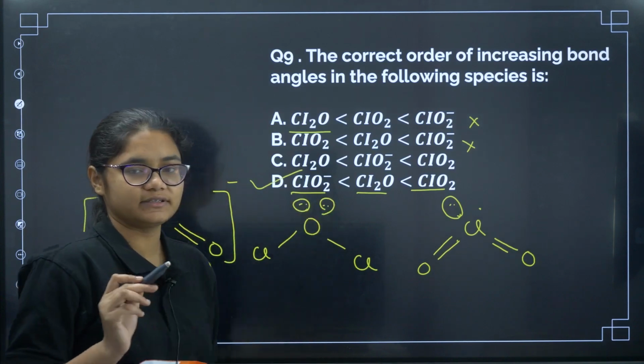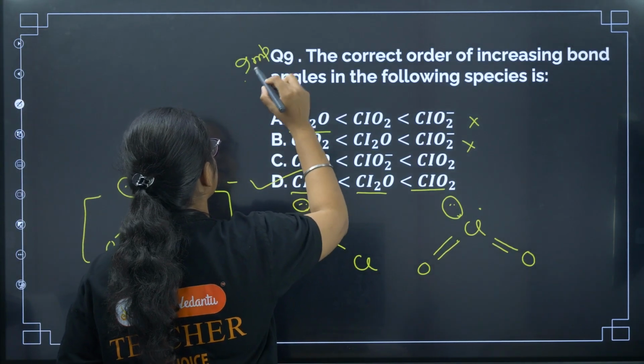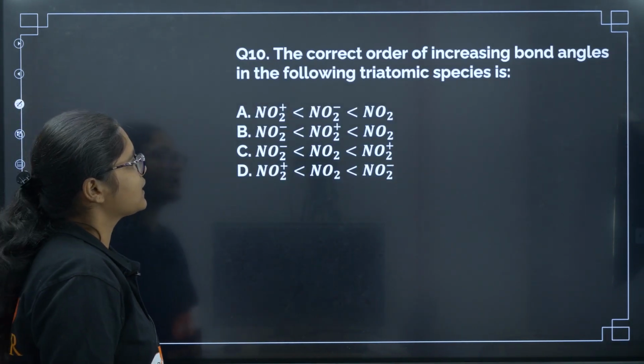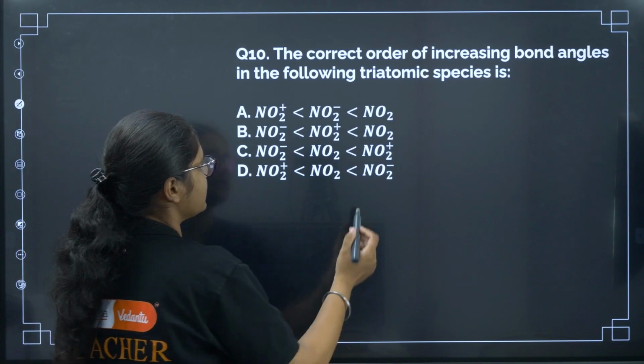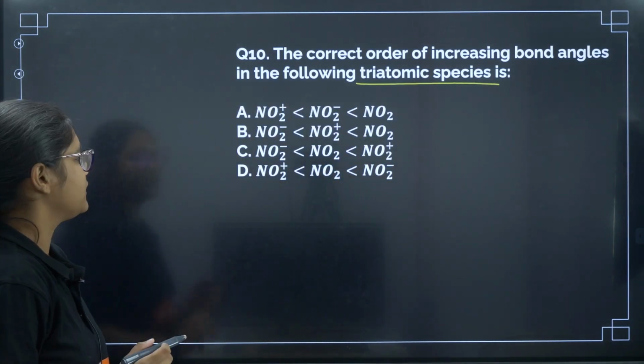So the correct answer for this question will be option number D. This is an important question. Please remember these structures and the formulas here. Now coming to the next question, the correct order of increasing bond angle in the following triatomic species. Okay, so let us see the structures and try to draw them.